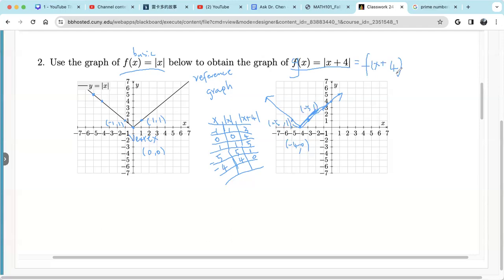You can always go back to the table of values method. Otherwise, you can just graph by translation. Translation is one of the transformations, and we have 3 kinds of transformations. One is translation. Translation could be horizontal, pushing to the right or to the left, or vertical, pushing up or down. So this is a horizontal translation, or horizontal shift. Every point of the graph is shifted 4 units to the left.